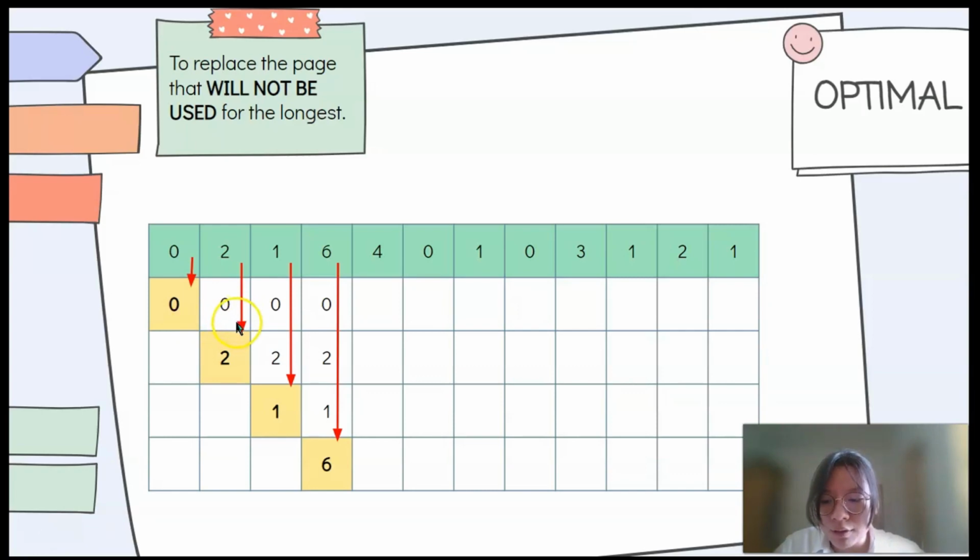Next, we can see the first frame is not empty. There is a number 0, so we insert 2 in the second frame, which is empty. Then 2 will become a page fault. Later, we insert 1 and 6 into the empty frames, which are page faults, respectively in the third and fourth column.